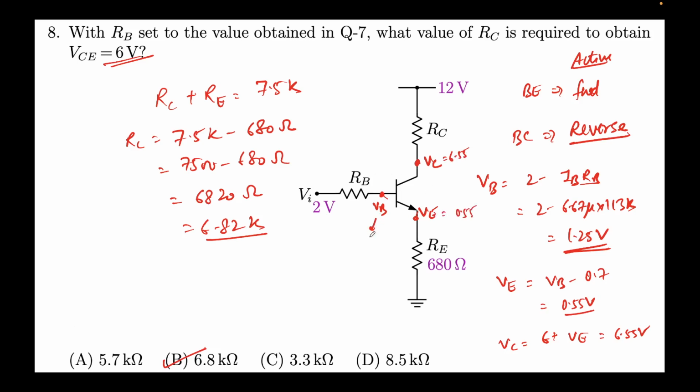And VB is 1.25. Now let's obtain VB minus VC. So VB minus VC will be 1.25 minus 6.55. This will come out to be minus 5.3 volts, which is a negative voltage. This means the VBC junction is reverse biased, and hence our assumption that this is in forward active mode is correct.